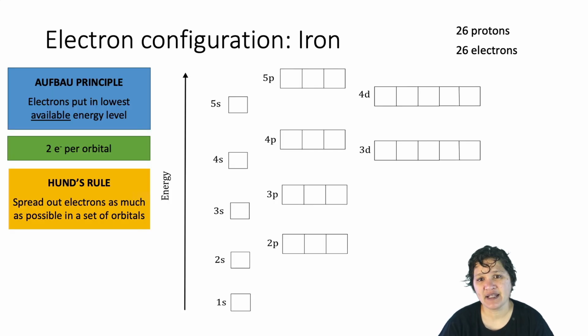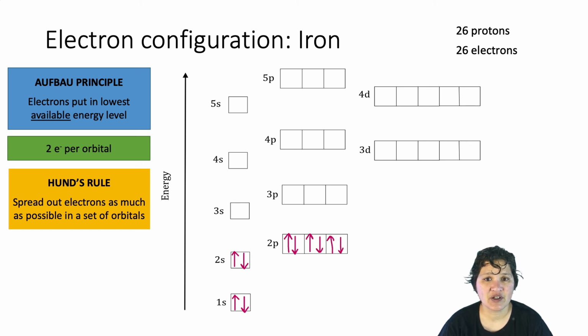Now that I've explained that, let's look at the electron configuration of iron. Iron is element 26, so it has 26 protons, and therefore a neutral atom of iron will have 26 electrons. So again, we start with a 1s orbital and place 2 electrons. Then we put 2 electrons in the 2s, which means we've used 4 electrons so far. Next, we add 6 electrons to the 2p, which brings us to a total of 10 electrons.